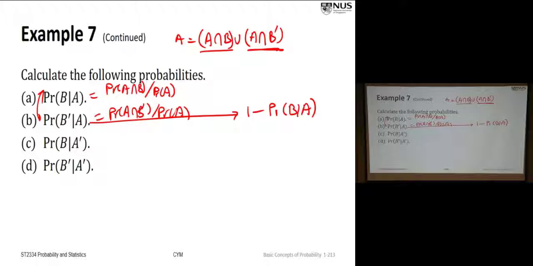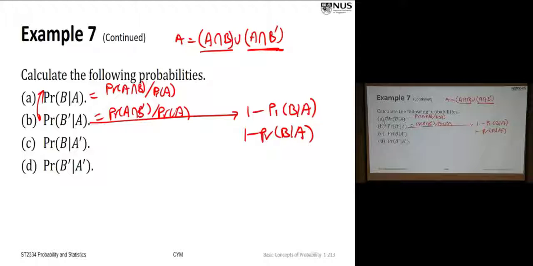probability of B given A complement. Oh, can I just do 1 minus probability of B given A? Right? Is this correct? Why not? A and A complement together is the sample space. All right? No, it's wrong.